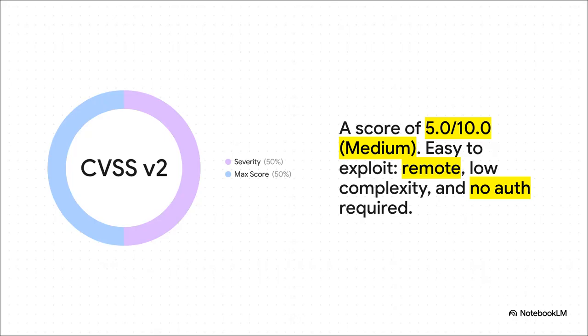Now, a 5.0 score might not sound all that terrifying today, but you gotta look closer. The real danger was its simplicity. It was remote, super low complexity, and required zero authentication. Anyone on the internet could launch this attack. That's what made it so potent.